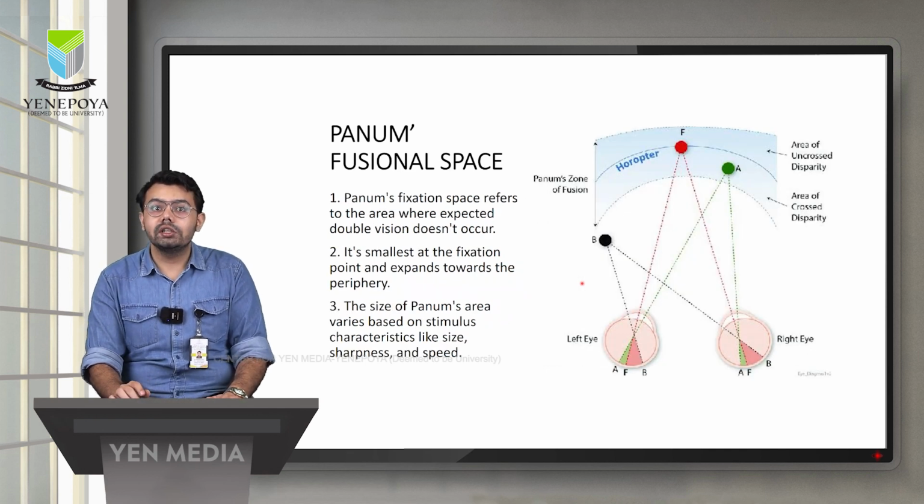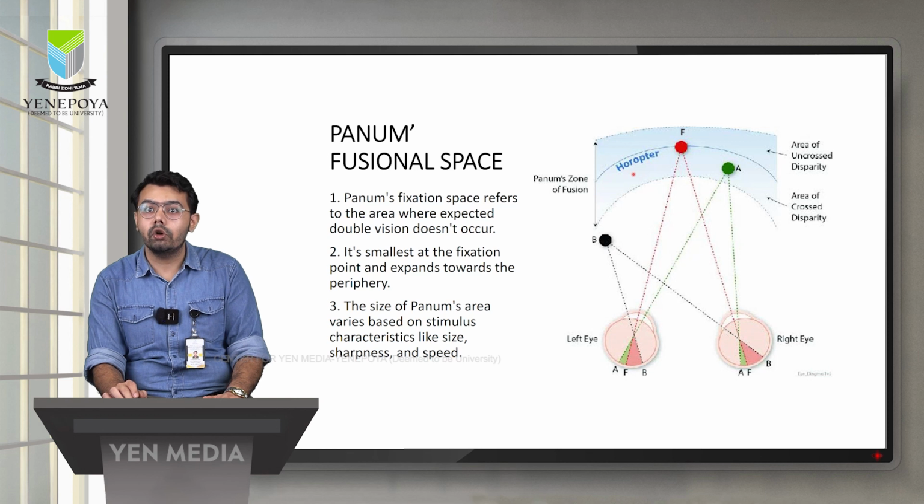Panum's fusional area. For example, this area we are seeing in space, this entire area. The horopter is at the center, passing through Panum's area. Any area above it will be an area of uncrossed disparity, and any area below it will be the area of crossed disparity, and the entire area is known as Panum's zone of fusion.